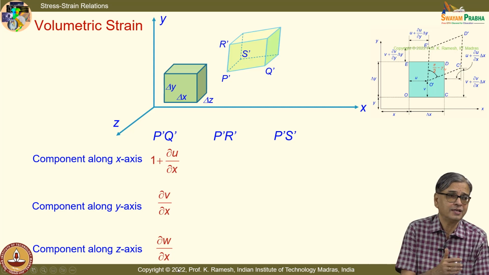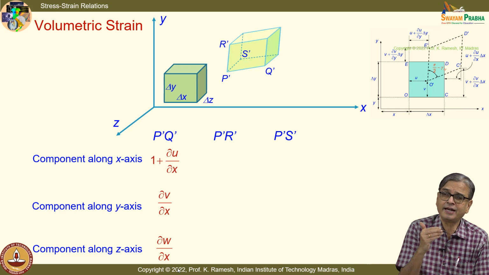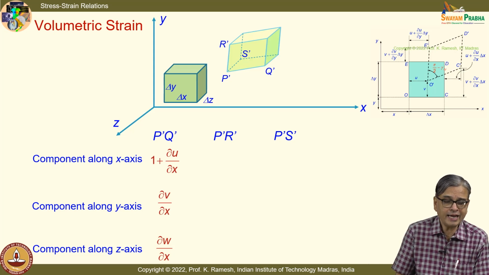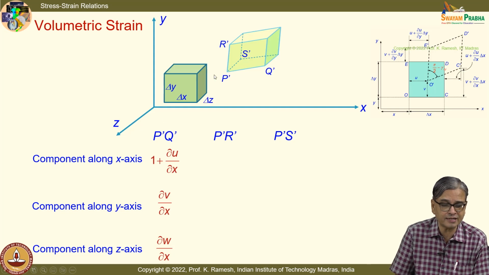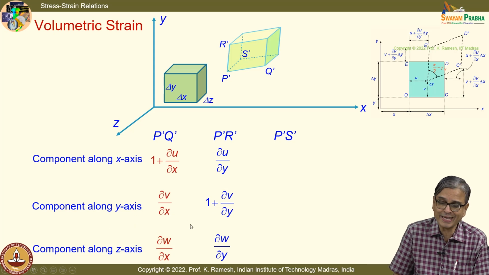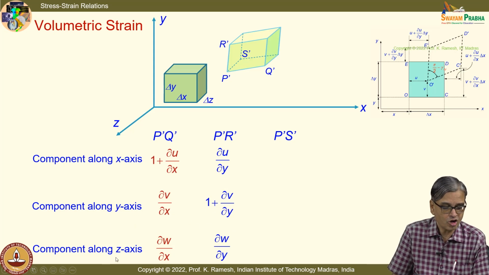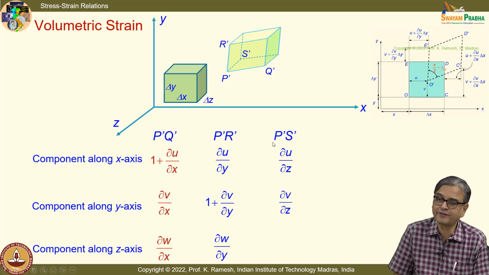In the generic expression, we have retained only delta x, we have made delta y and delta z 0. For a line which was originally parallel to y-axis, that is this line, I have no delta x, I have only delta y. Delta z is also 0. So, when I do that, I get this as dou u by dou y, and component along y-axis as 1 plus dou v by dou y, component along z-axis as dou w by dou y, and similarly I can also write it for P prime S prime. I get this as dou u by dou z, I get this as dou v by dou z, then I get this as 1 plus dou w by dou z.